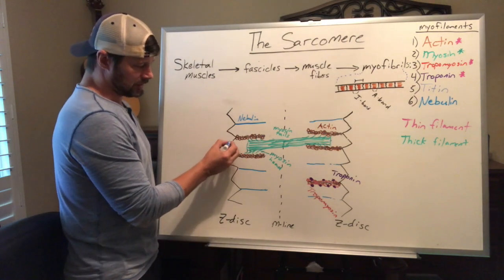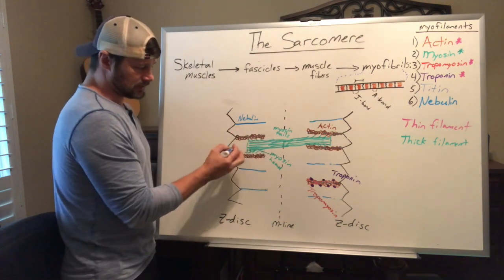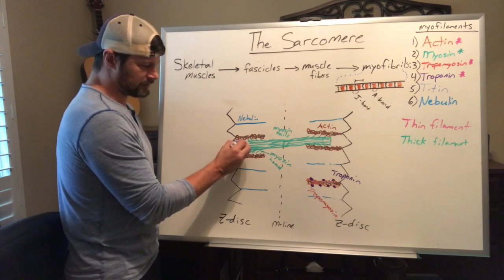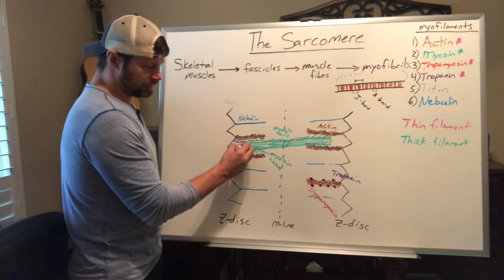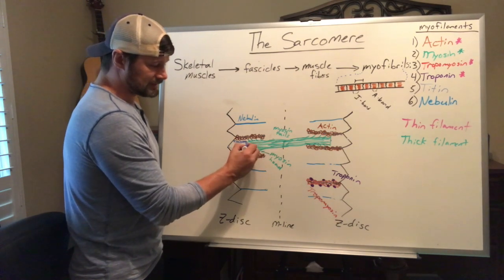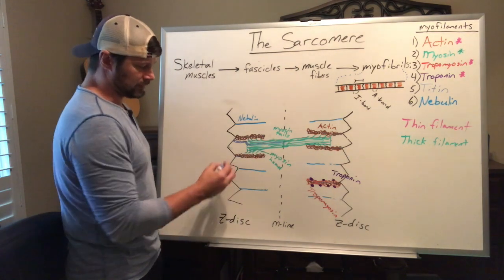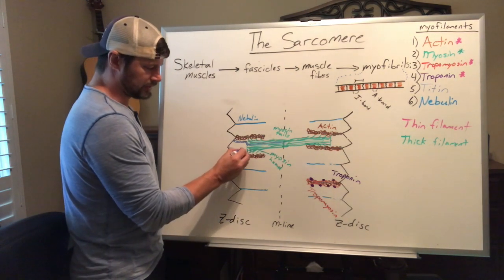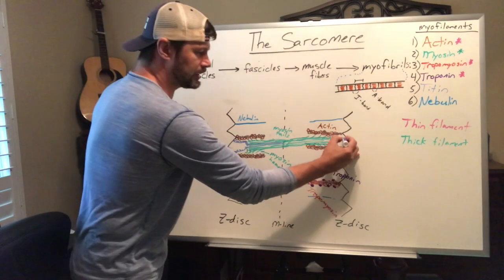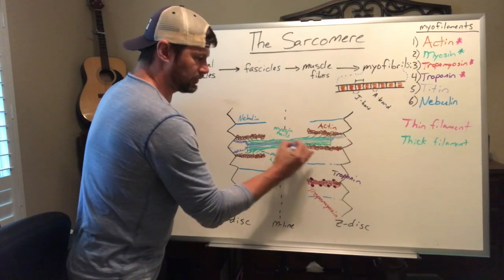Titin is actually, there are two of them in between each actin. So there's a titin that starts here, and there's a coiled element, and then that coiled element goes down and attaches to the myosin, but then titin actually continues all the way to the M line. And then there'd be another coil here, and that one extends all the way to the M line, and then there'd be a coil over on this side, which extends all the way to the M line.